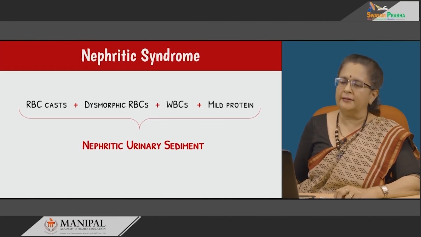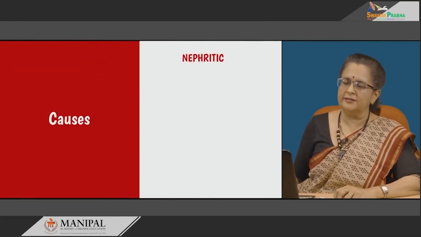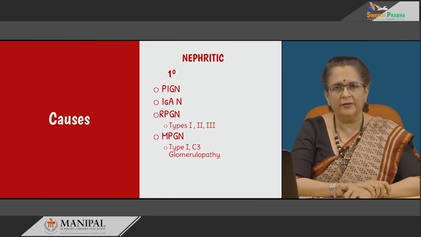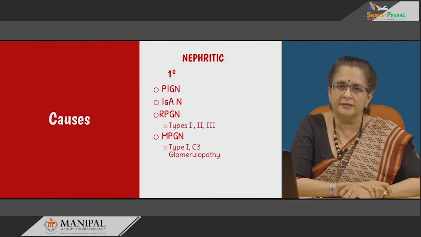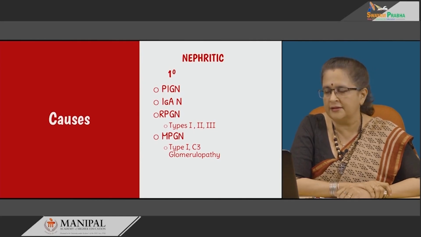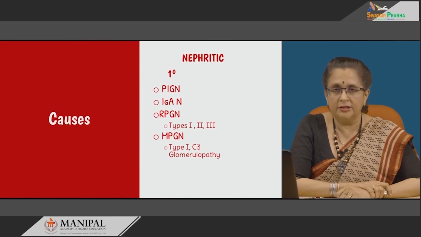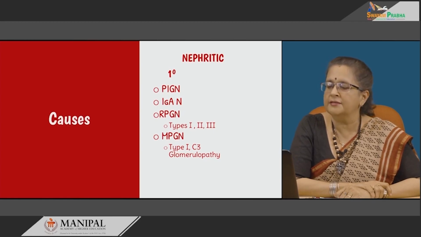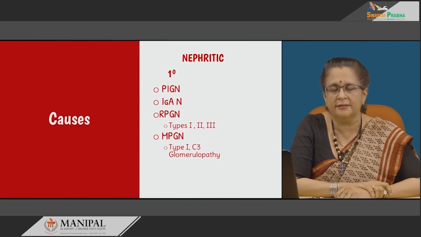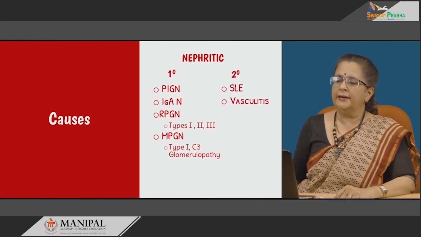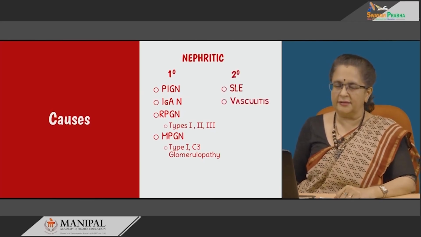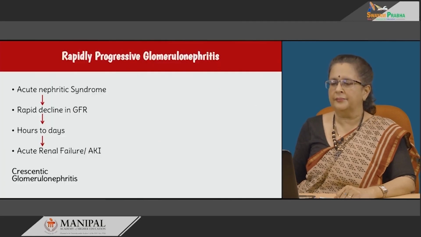Now, let us have a look at the different causes of these nephritic syndromes. So, the primary ones, the most important is post-infectious glomerulonephritis, which could be either streptococcal or staphylococcal. Staphylococcal will also show IgA, but it will not be dominant. Then IgA nephropathy, then rapidly progressive glomerulonephritis types 1, 2 and 3, membranoproliferative glomerulonephritis, especially type 1 and C3 glomerulopathies. Secondary are usually SLE, vasculitis, even in hypertension sometimes you can get.